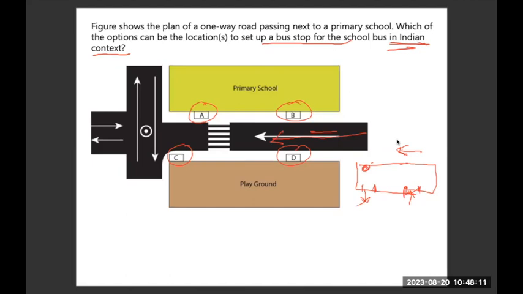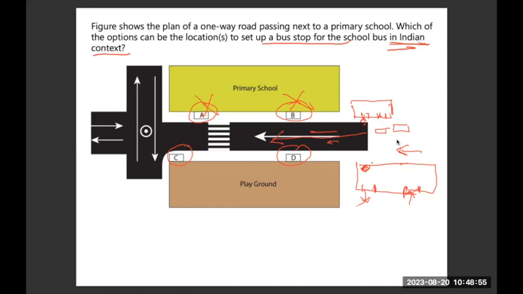Hence, if the driver's seat is on the right side, A and B are clearly not possible, because the student would need to take the bus from the left side. C or D, one of them is possible. Why? Because if the bus is moving in this direction, I don't want the children to enter the bus from the side where other traffic is also moving, which is extremely dangerous for the children to get up from that side. Hence A and B get negated automatically.